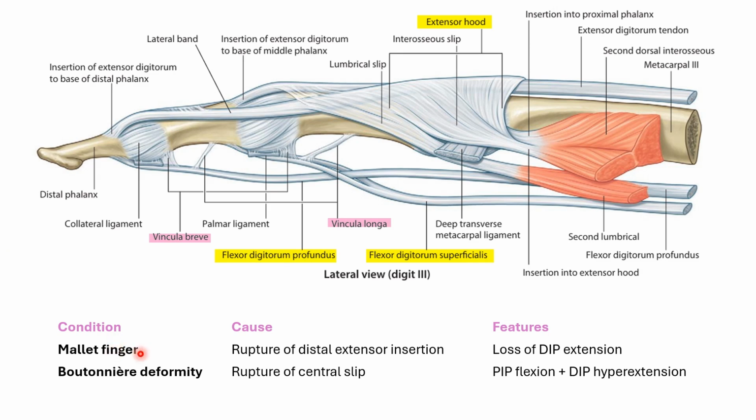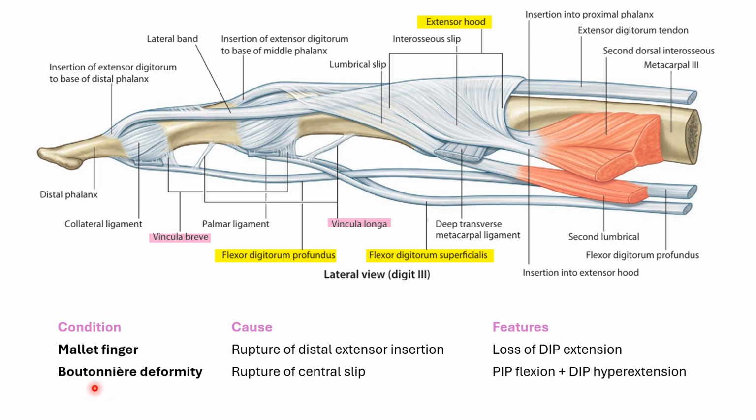Okay, and there are a few clinical conditions: mallet finger and boutonniere deformity. Mallet finger causes rupture of distal extensor insertion. You can see in this band, rupture of distal extensor insertion, and it leads to loss of distal interphalangeal extension. Yes, you can understand that during mallet finger, rupture of this point, distal extensor insertion. So the feature is loss of distal interphalangeal extension.